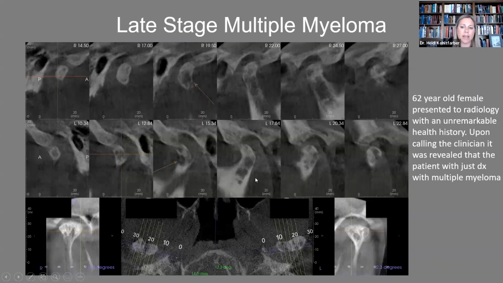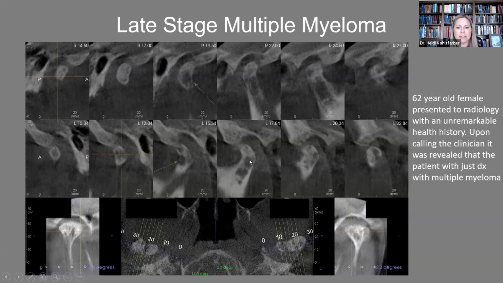Okay. This was a case that was sent to us, a 62-year-old female. As it was presented to us, as happens many times in radiology, we do not get any information. So if you're sending a case out to your radiologist, please add some information. It's very helpful. So obviously we can see we have these multiple punched out lesions all throughout the temporomandibular joint.